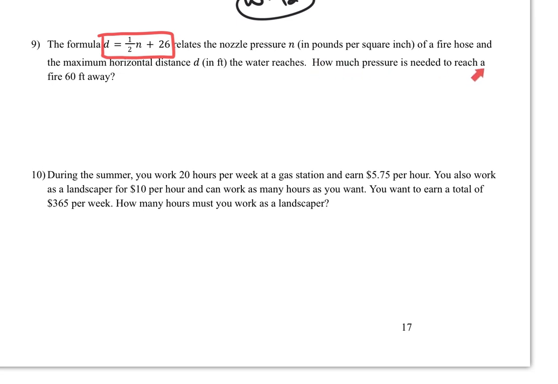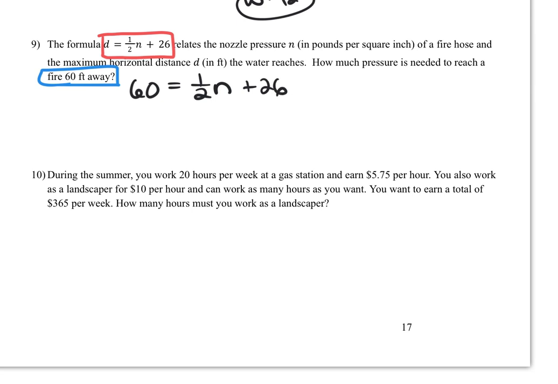How much pressure is needed to reach a fire 60 feet away? All right. So they told us the distance. How far away is the fire? 60 feet away. Guess what? We're replacing D with 60. So we write 60 equals 1/2. Now the N was the pressure, okay? But they're asking us how much pressure. So are they giving that answer to us? No, so we're going to leave it as N plus 26.